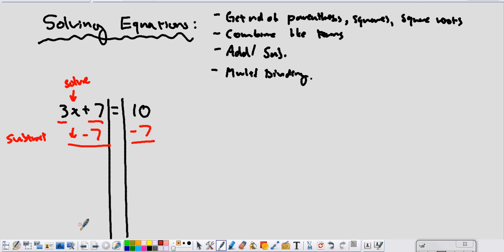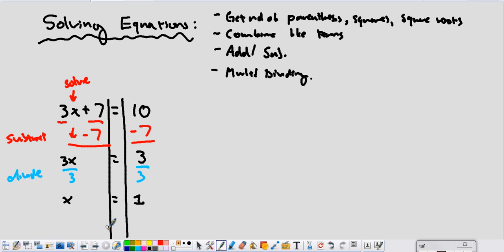That gives me a new equation, 3x equals 3, since 10 minus 7 is 3. Now, I'm solving for x, so I want to get rid of that 3. How to get rid of that 3? Well, in this case, I'm going to need to divide by 3. And that gives me the answer, x equals 1.